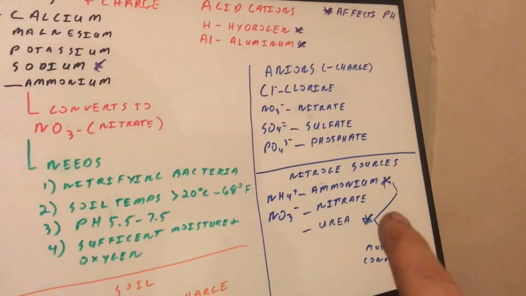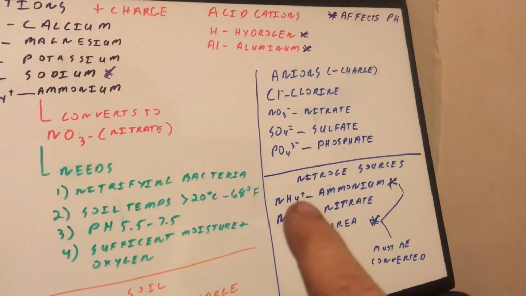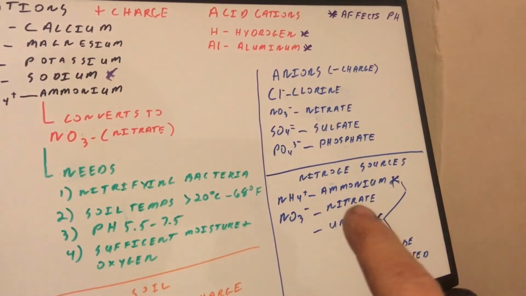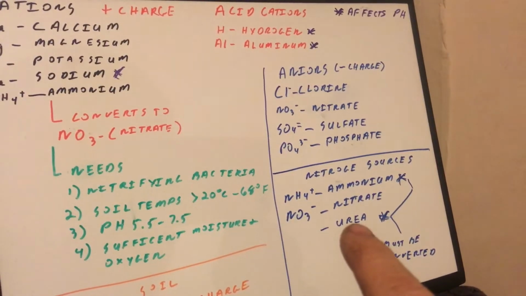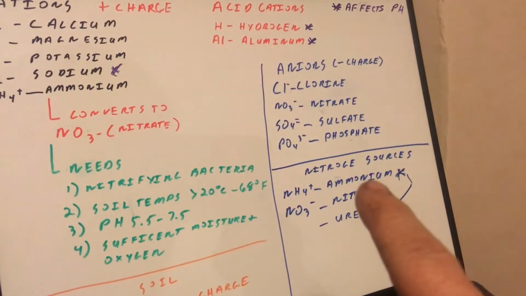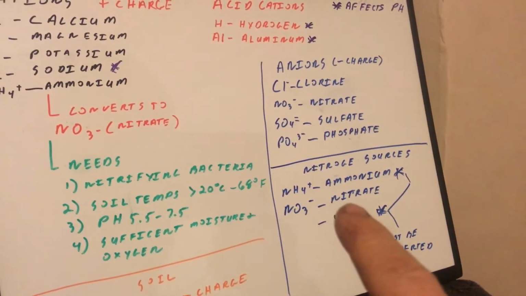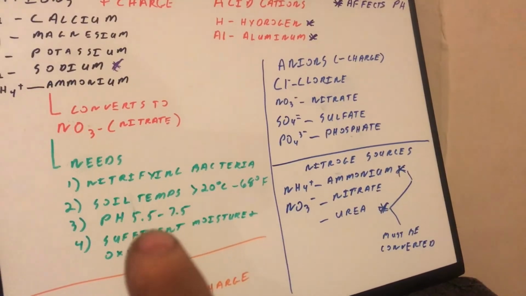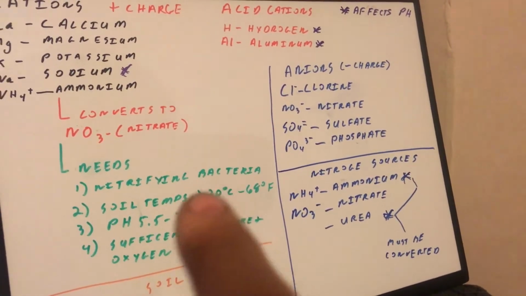There are 3 nitrogen sources in fertilizer: NH4 plus, ammonium, NO3 minus, nitrate, and urea. Okay? Urea and ammonium has to be broken down via the nitrification process to become plant usable nitrate. Again, back to these 4 conditions that we described right here.